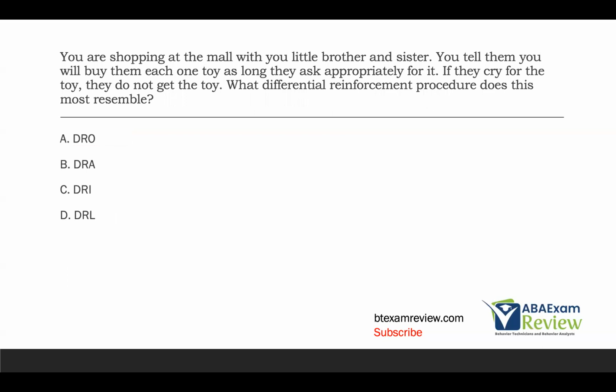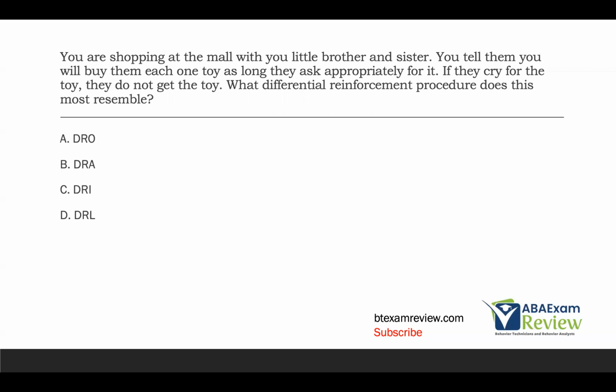You are shopping at the mall with your little brother and sister. You tell them you will buy them each one toy as long as they ask appropriately for it. If they cry for the toy, they do not get the toy. What differential reinforcement procedure does this most resemble? Differential reinforcement. It's one of our terms, one of our vocabulary words. We're reinforcing one behavior, putting other behaviors on extinction.